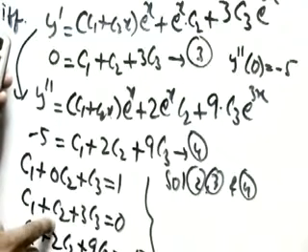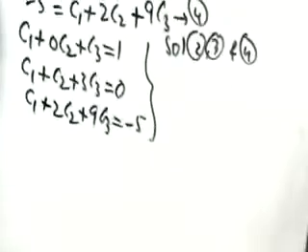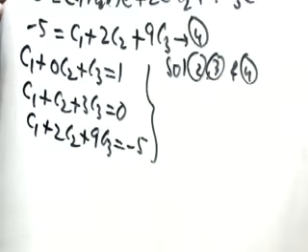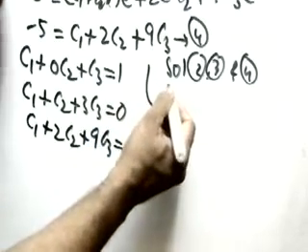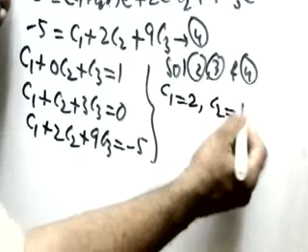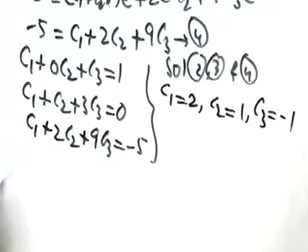So next equation is here. We can use this one: 1, 1, 3, 0. 1 equals 1 equals 3 equals 0. Now lastly here we have to use this one: 1, 2, 9, minus 5. 1 equals 2 equals 9 equals minus 5. So let me get the answers. We are getting the first value, that is c1. c1 equals 2, c2 equals 1 and c3 equals minus 1.